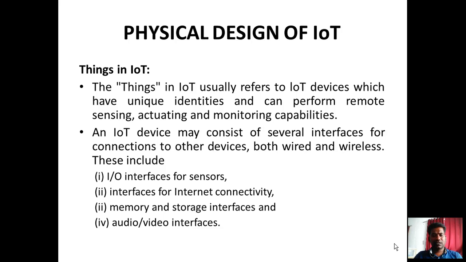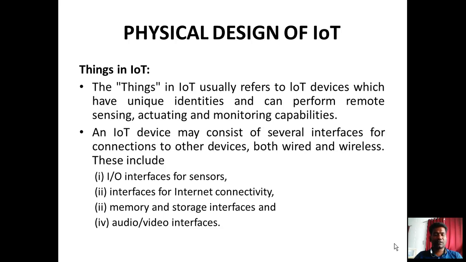Many of the interfacing devices are both wired and wireless. These include, first, I/O interfaces for sensors, input and output interfaces for sensors. Second, interfaces for internet connectivity. Third, memory and storage interfaces. And fourth, audio and video interfaces. So these are the groups of interfaces for IoT devices to other devices.